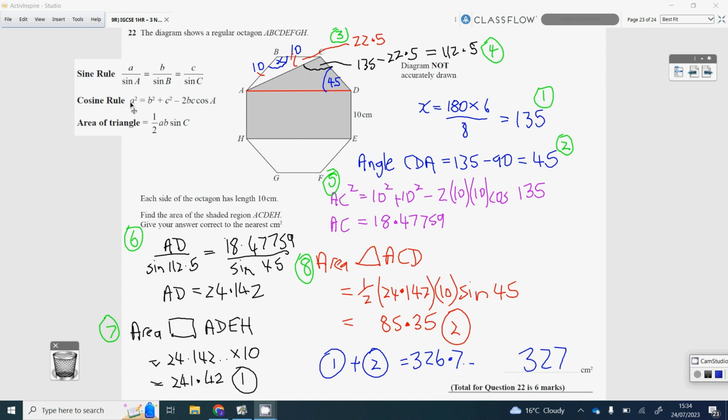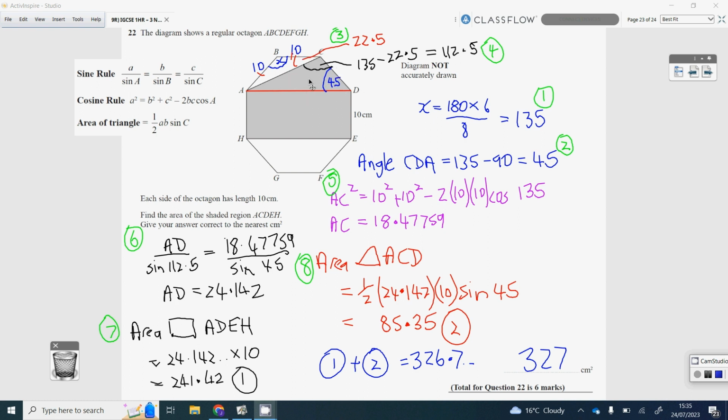So just using the a squared equals b squared plus c squared cosine rule, taken from the formulae at the front of the paper, AC squared equals 10 squared plus 10 squared minus 2 lots of 10 times 10 cos x, so cos 135. And putting that all into the calculator, I get AC being 18.47759.